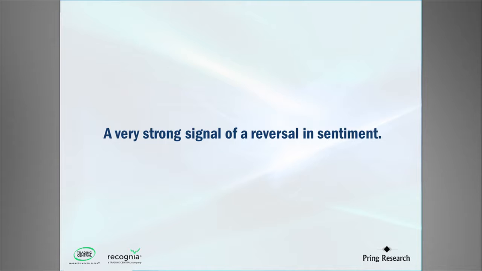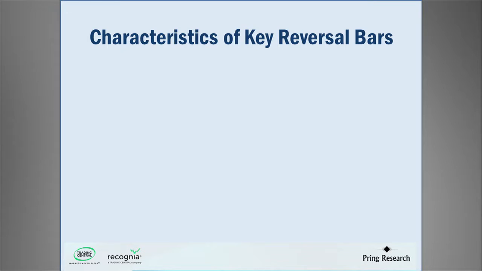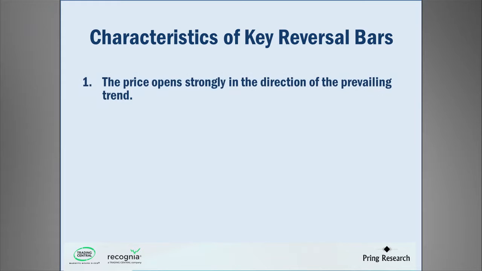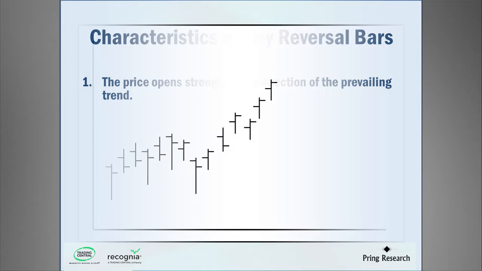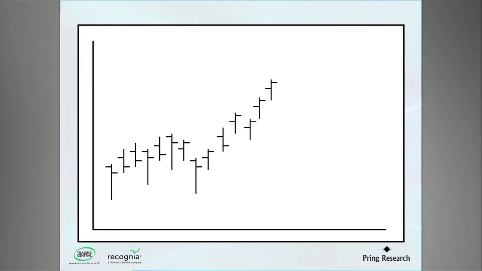The problem is that key reversals are not that common. The classic pattern has the following characteristics. 1. The price opens strongly in the direction of the prevailing trend. Ideally, the open will show up as a gap on a chart. This is what the bar starts off looking like at an opening bar representing a gap.